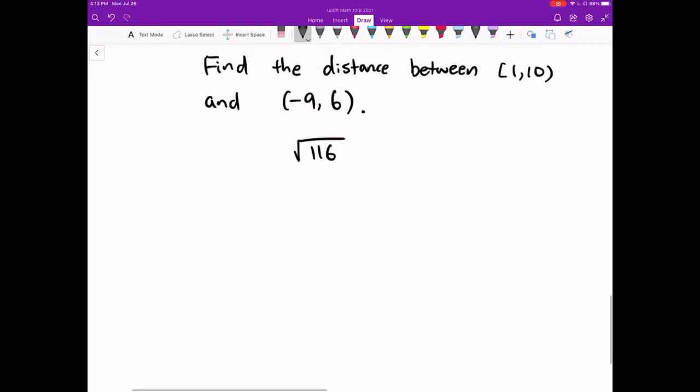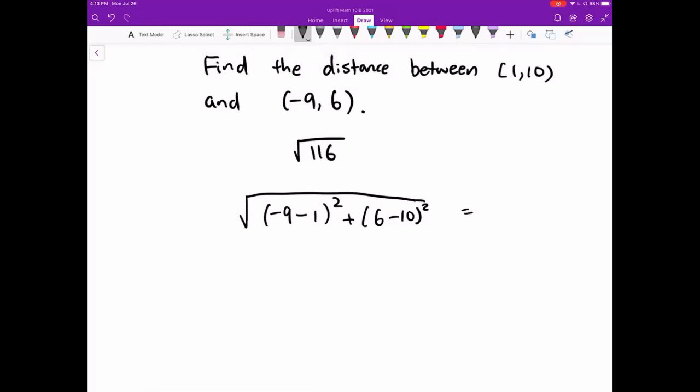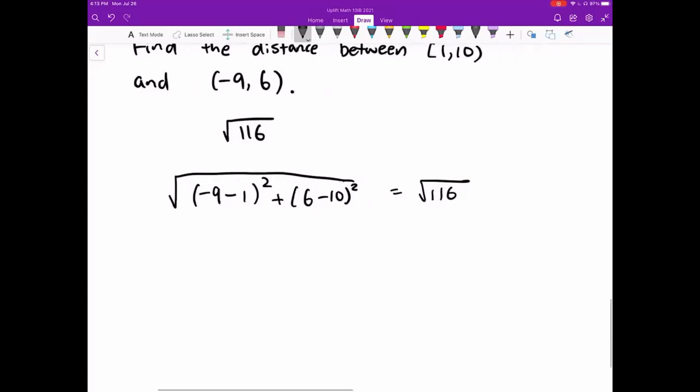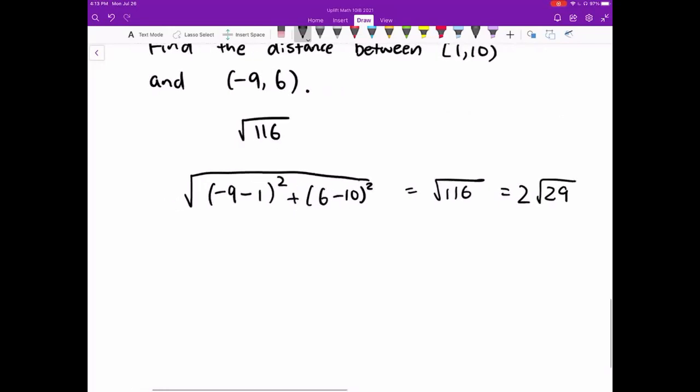So what we would do is plug in the x1, y1, x2, y2, and we get negative 9 minus 1 squared plus 6 minus 10 squared, which is 116. The square root of 116. And I think this could be simplified, yeah, 2 root 29. Be careful of the signs.